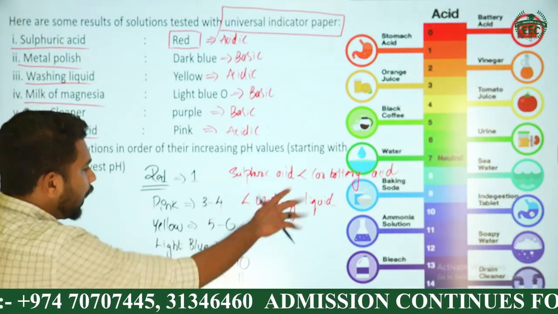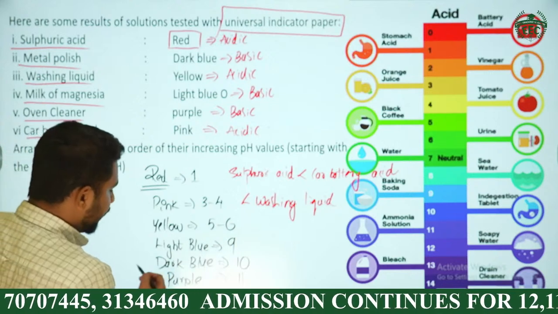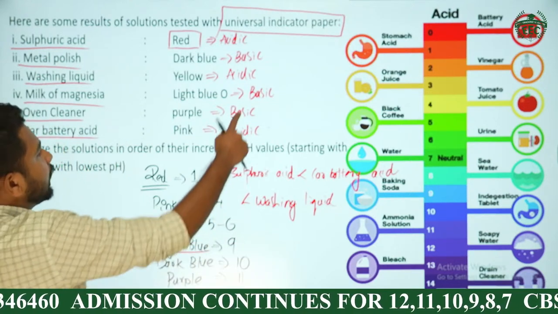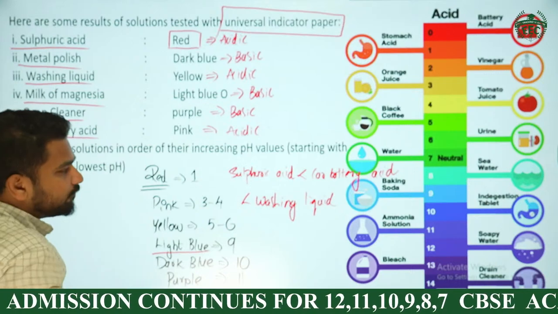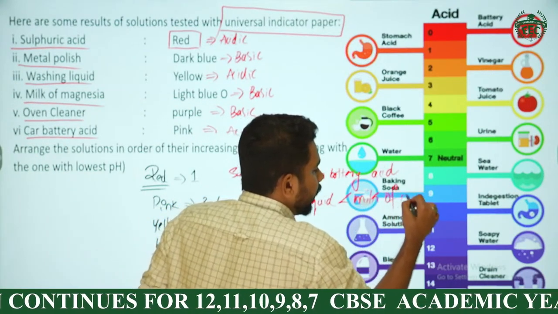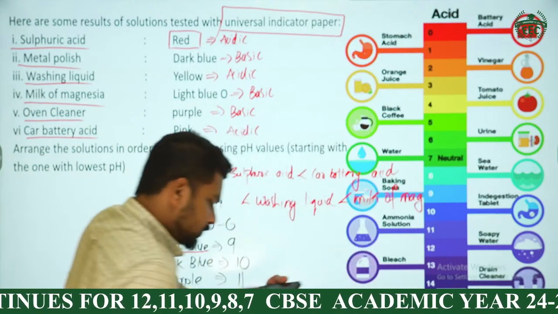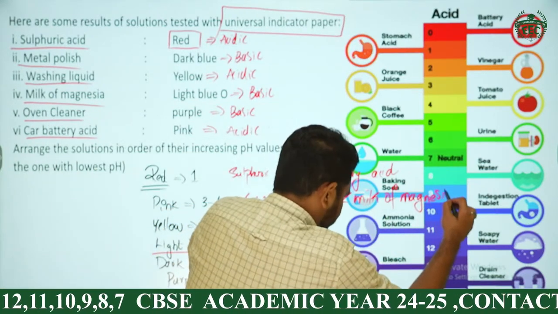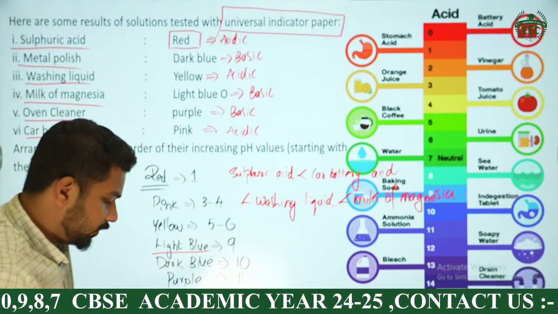Then after washing liquid, which is the light blue color, having pH value 9? Light blue is milk of magnesia. So the next point will be milk of magnesia. Can you see this? Yes, very good.